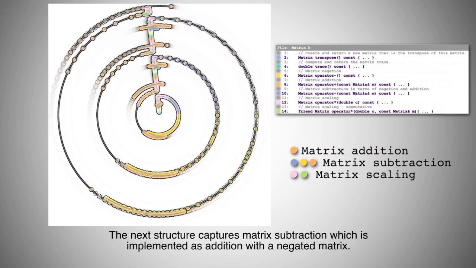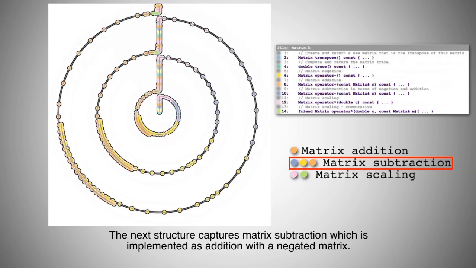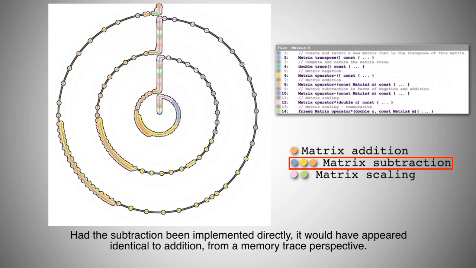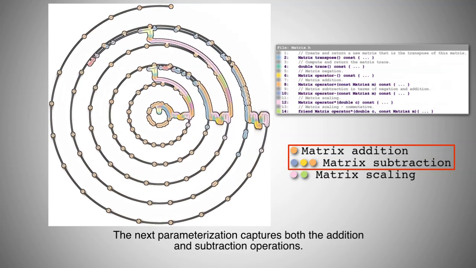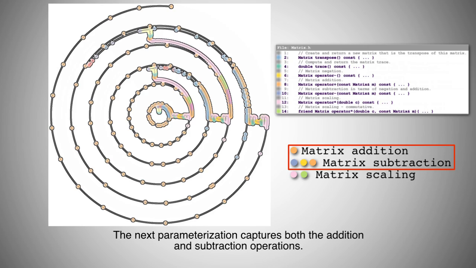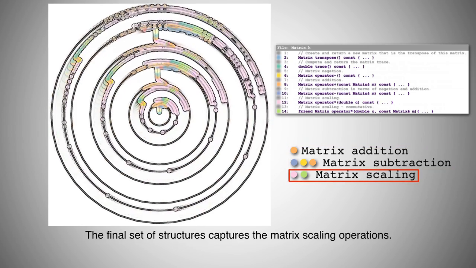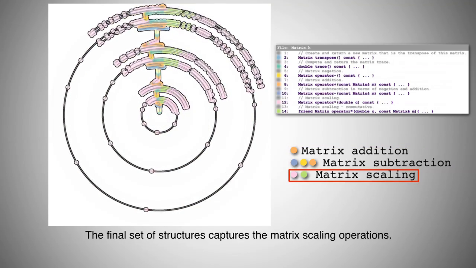The next structure captures matrix subtraction, which is implemented as addition with a negated matrix. Had the subtraction been implemented directly, it would have appeared identical to addition from a memory trace perspective. The next parameterization captures both the addition and subtraction operations. The final set of structures captures the matrix scaling operations.